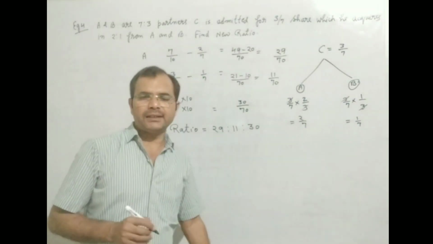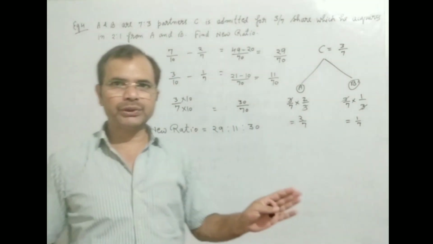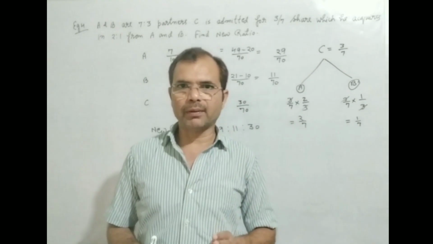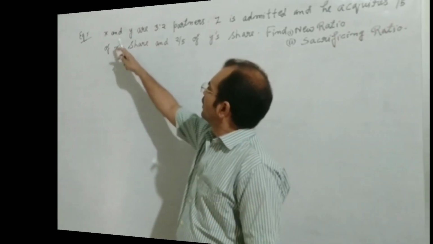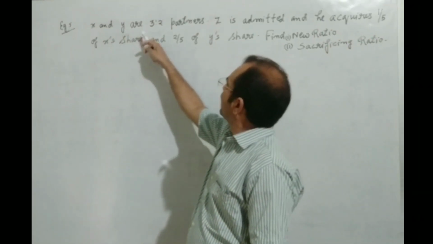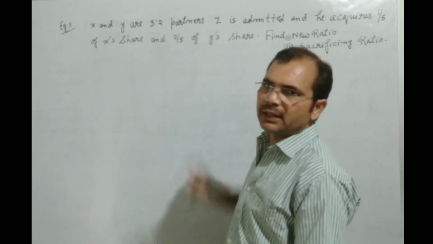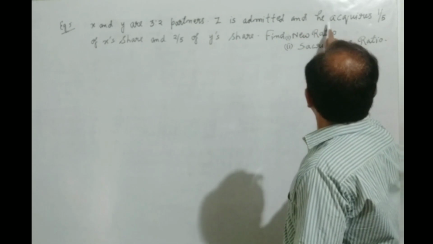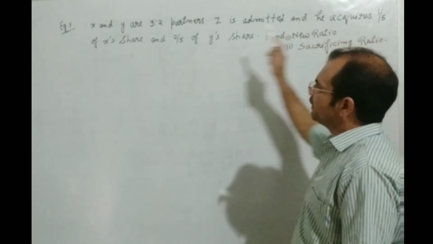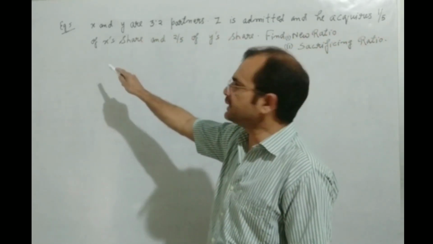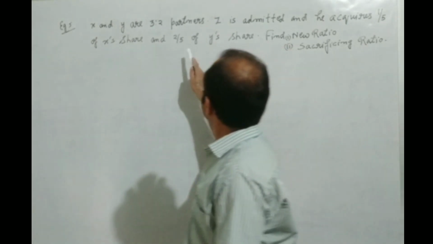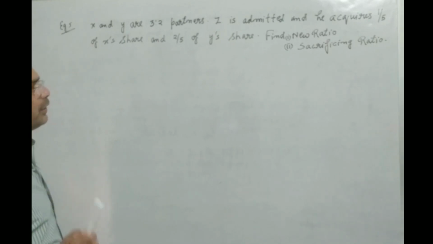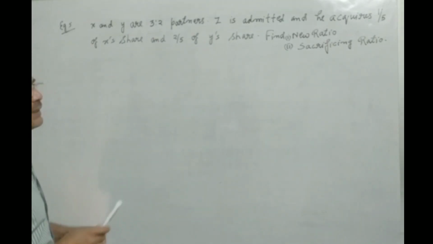So students, I think you have understood this question. Now we are taking another type of problem. X and Y are 3:2 partners. Z is admitted and he acquires 1/5 of X's share and 2/5 of Y's share. Find new ratio and sacrificing ratio.